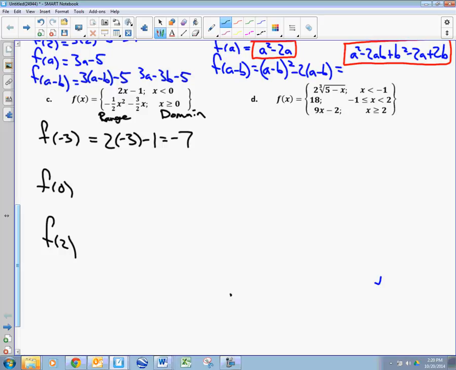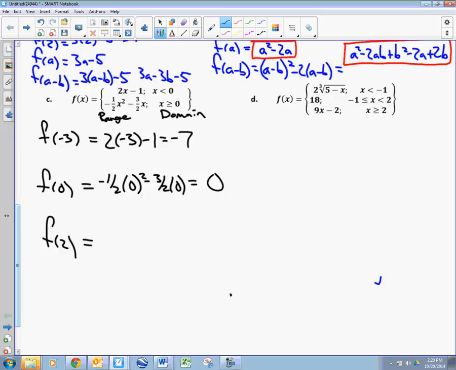F of 0, which one do I use, the top or bottom? The bottom. Why? Because 0 is equal to 0, and that satisfies that domain. So I produce the range by using -1/2 times 0 squared minus 3/2 times 0, which of course is 0.